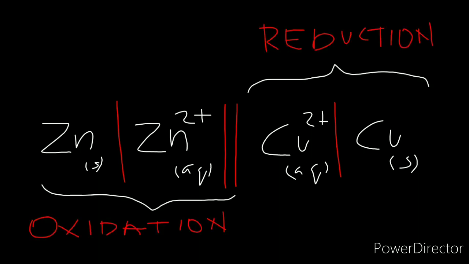That is, the zinc atom changes to Zn2+ ions and is further deposited into the zinc sulfate solution. So it represents the oxidation, and this double line indicates the salt bridge, or the boundary between the two half cells. Next comes the reduction part. Here in reduction, the Cu2+ ion gains 2 electrons and changes to a copper atom, that is Cu2+ | Cu. This shorthand notation is called a cell diagram.